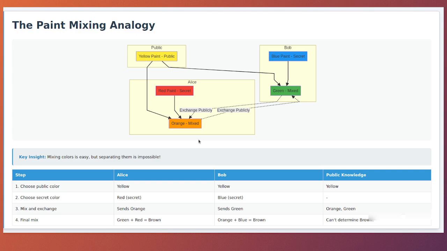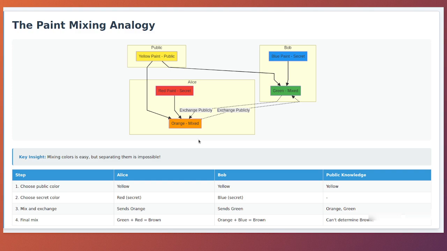In our analogy, Alice and Bob want to create a shared secret color. They start by agreeing on a common color that everyone can know. For example, yellow. This is like agreeing on public parameters in the actual algorithm. Then, each person picks their own secret color that they never share with anyone. Alice might pick red as her secret, and Bob might pick blue as his secret.